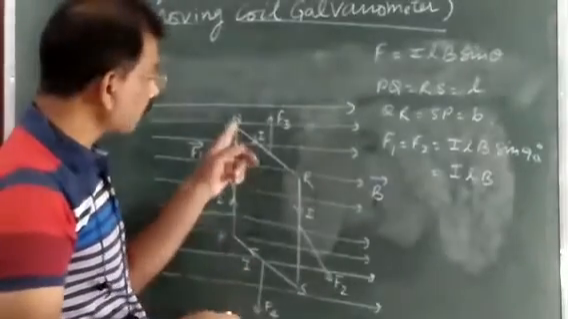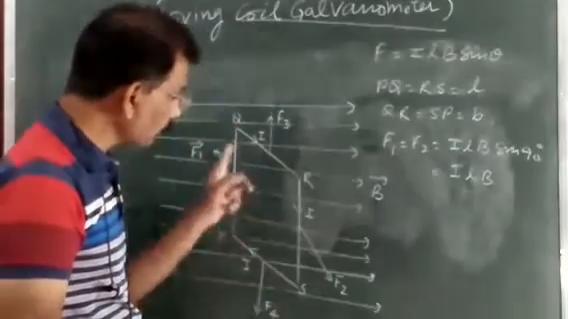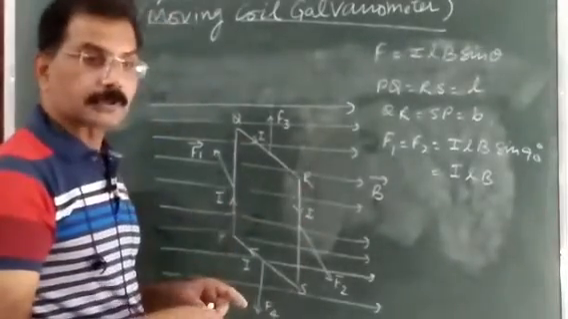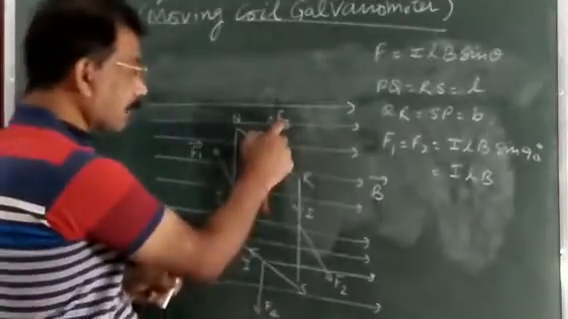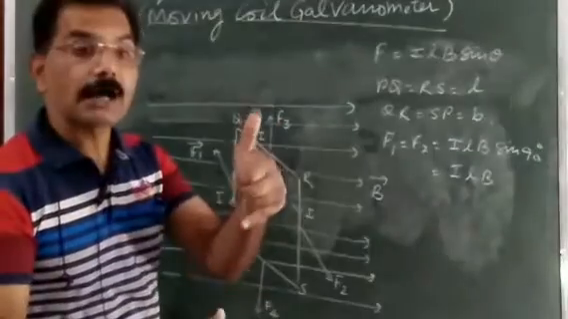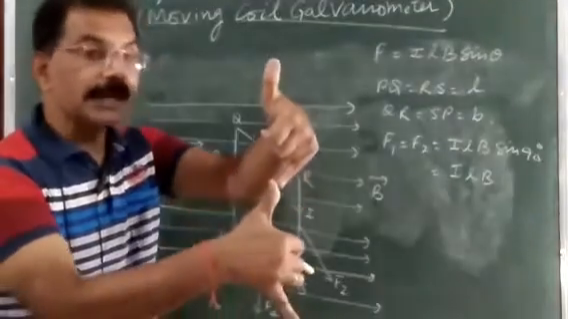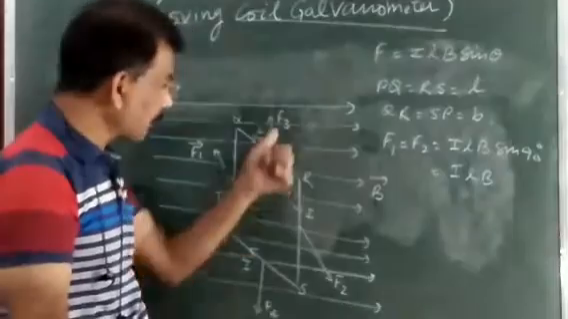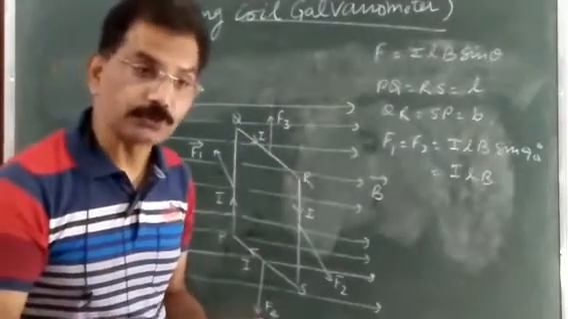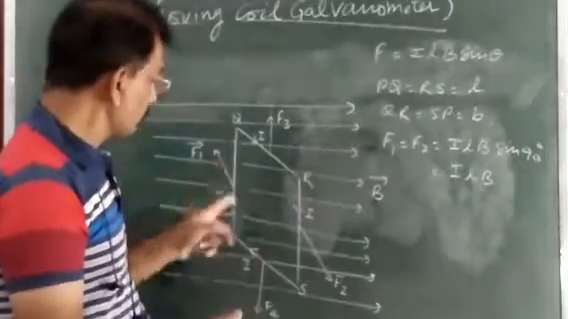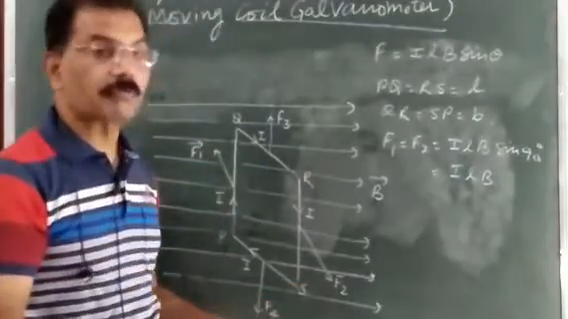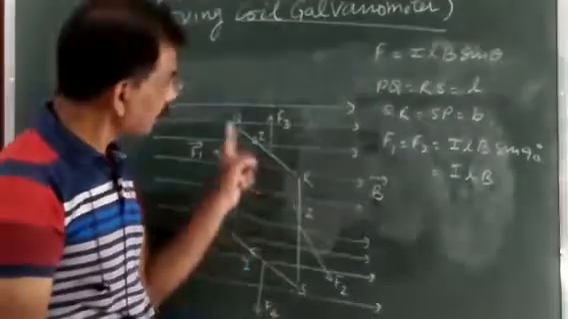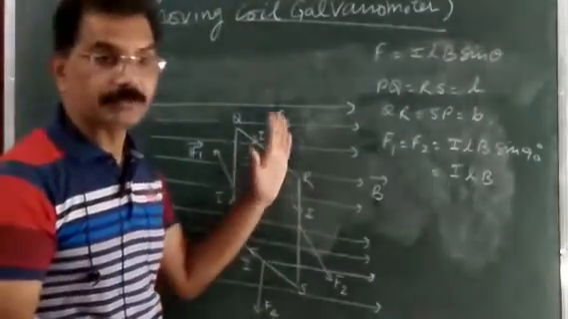Now a question is here, what about QR and SP? So the force on QR and SP is also equal and opposite. It means F3 and F4 are also equal and opposite. But both lie along the same line. So what is the net force of F3 and F4 here? 0. So overall on this loop, the forces F1 and F2 will form a couple and the tendency of that couple is to rotate the coil in this magnetic field.